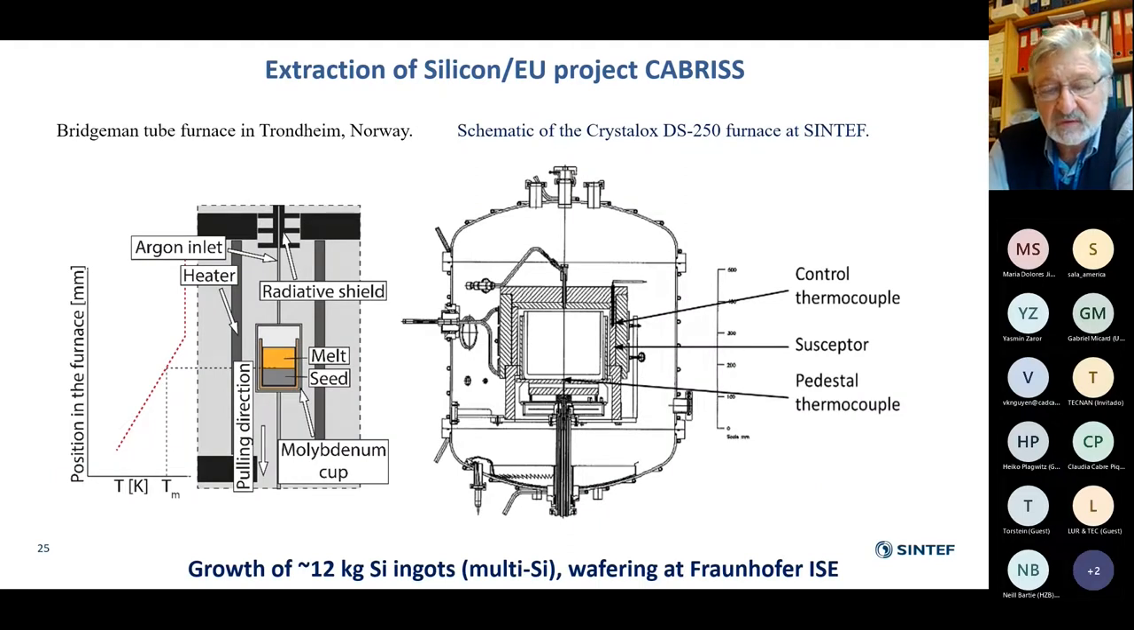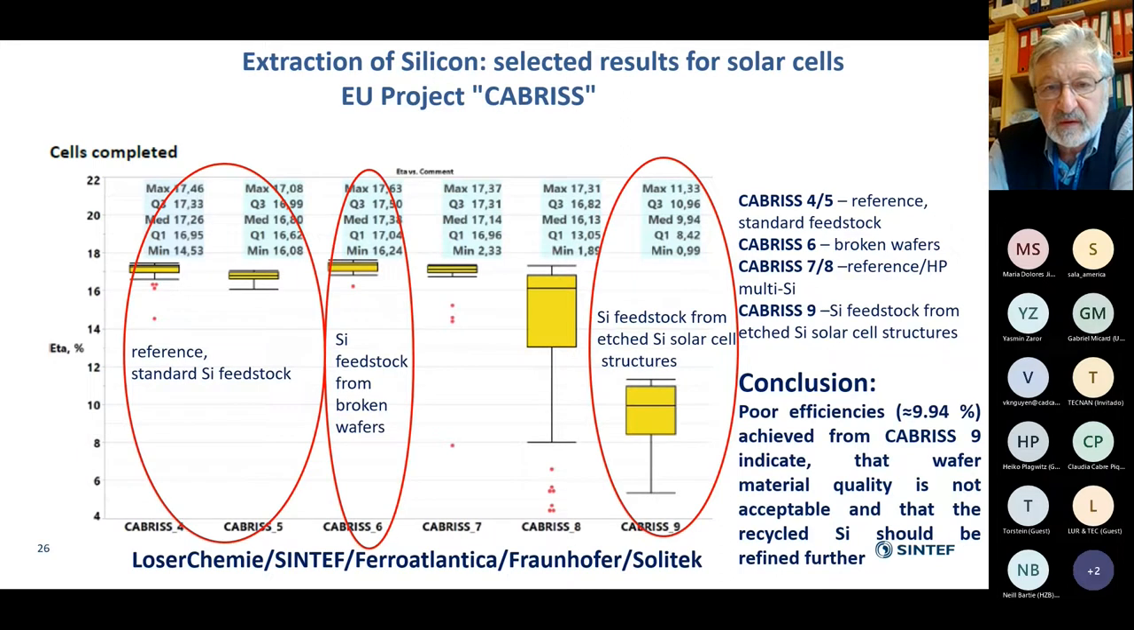I will not go into details of our activities, but they were focusing on growth of different ingots, Czochralski and multicrystalline silicon. Wafering was done at Fraunhofer, and solar cell processing was done at Solitec. And here I am presenting results from the European project Cabris, since in that project we were able to get to the final stage of solar cell processing. What is important is that in case of standard processes, the overall efficiency was about 16% for aluminium BSF based solar cells, and the maximum was 17%. And in case of etched silicon based feedstock, we could get only about 11% maximum.